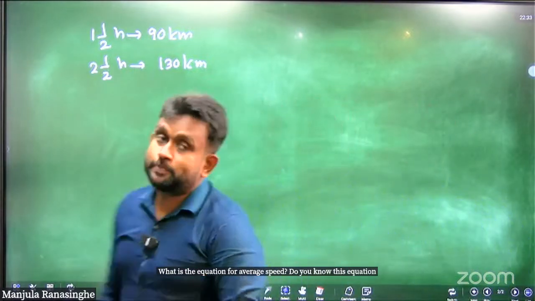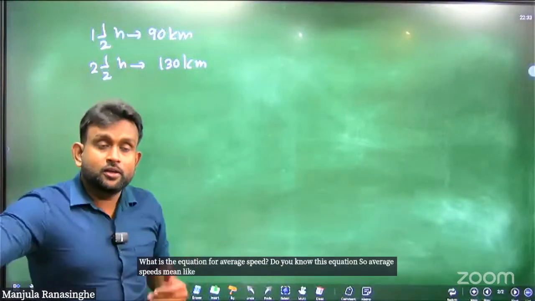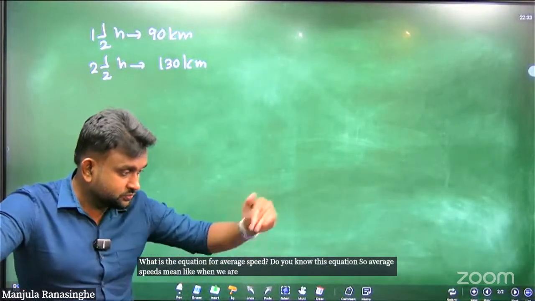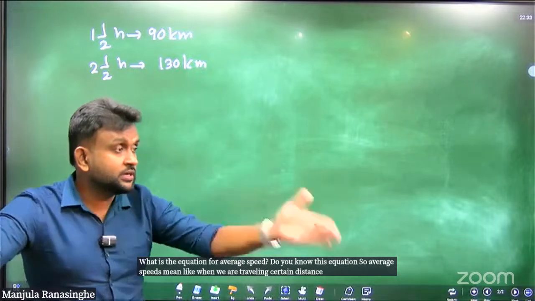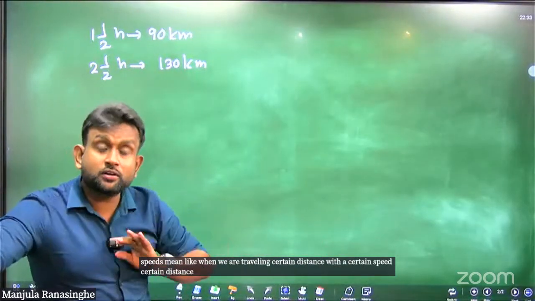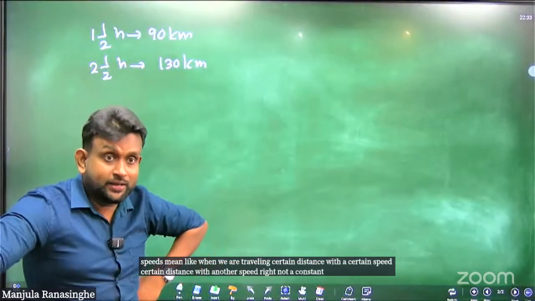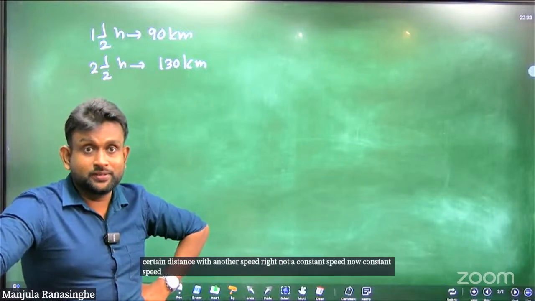So average speed means, when we are traveling a certain distance with a certain speed, a certain distance with another speed, right? Not a constant speed. Now, in our country we cannot travel at a constant speed.